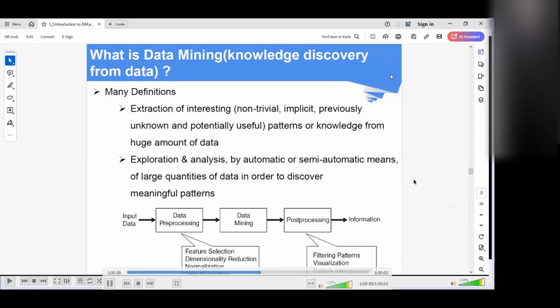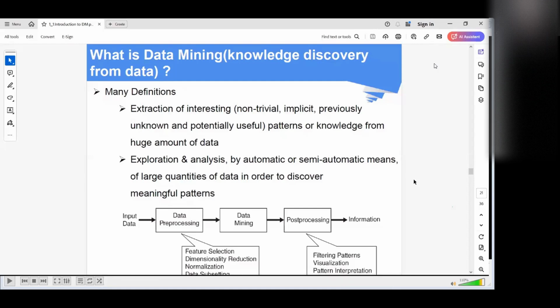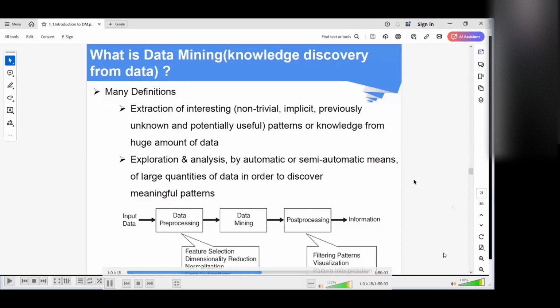So, yeah, data mining is the base for data analytics, right? To become a data analyst, you need to mine the data. That is a very basic thing. The functionality of a data scientist or data analyst is to mine the data.